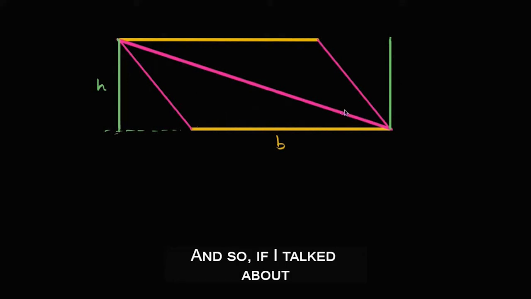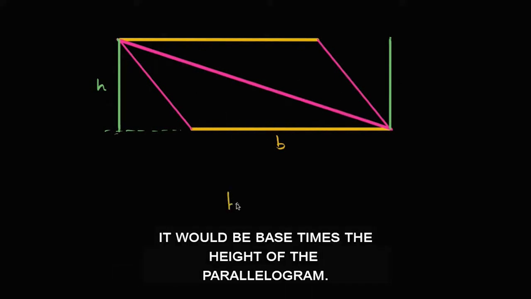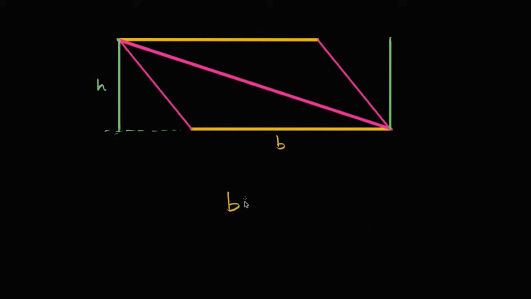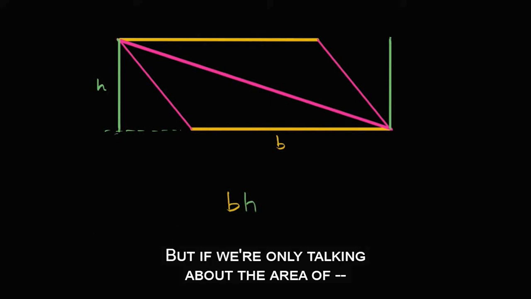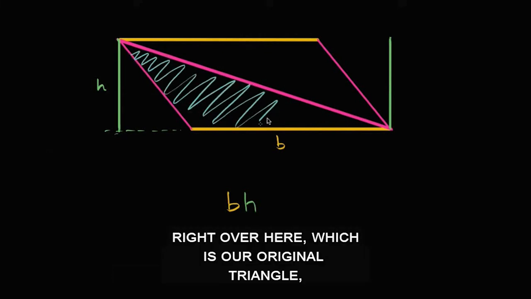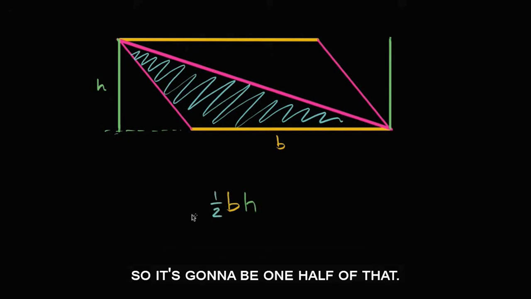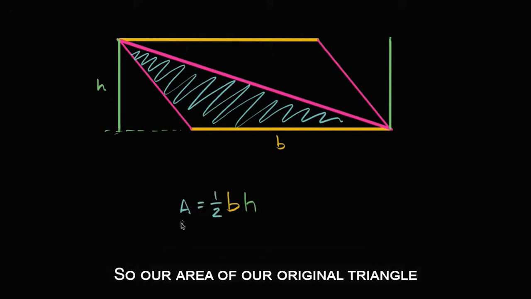And so if I talked about the area of the entire parallelogram, it would be base times the height of the parallelogram. But if we're only talking about this area right over here, which is our original triangle, it's going to be half the area of the parallelogram. So it's going to be 1/2 of that. So the area of our original triangle is 1/2 base times height.